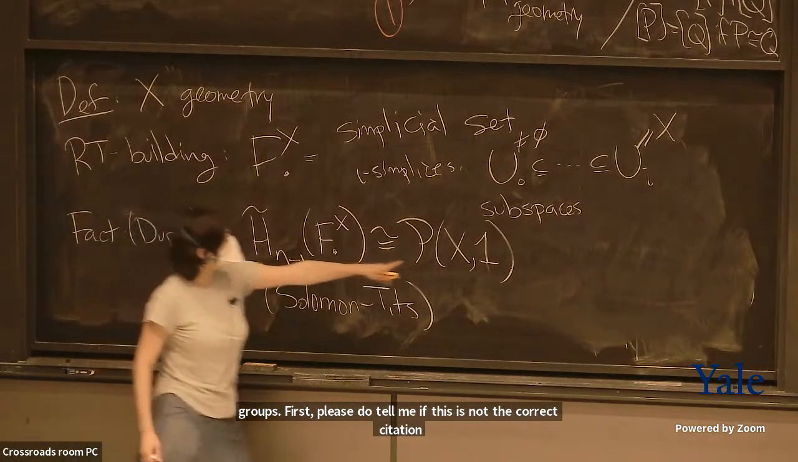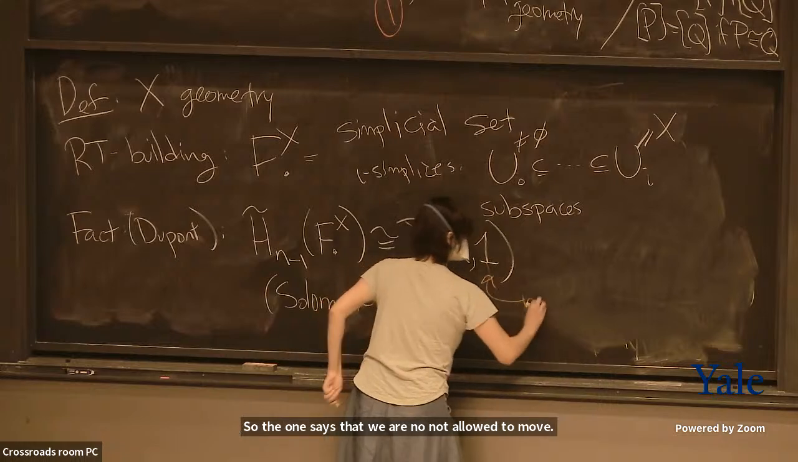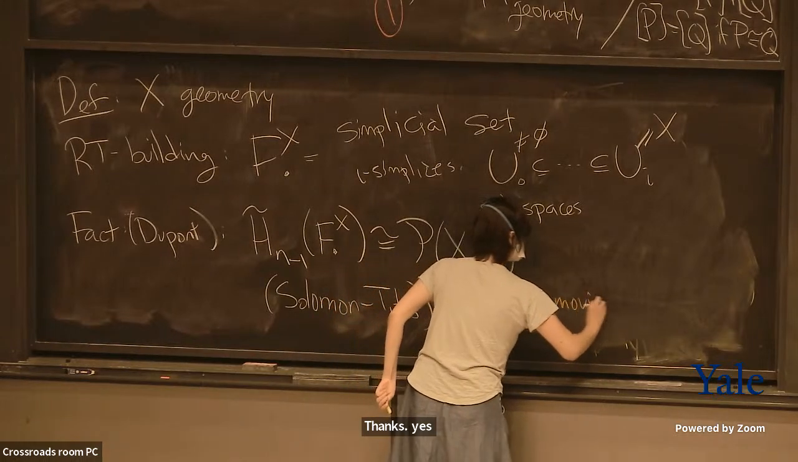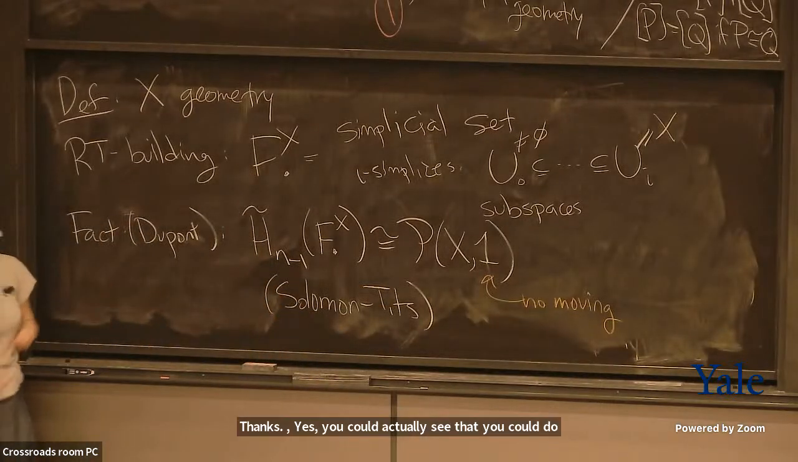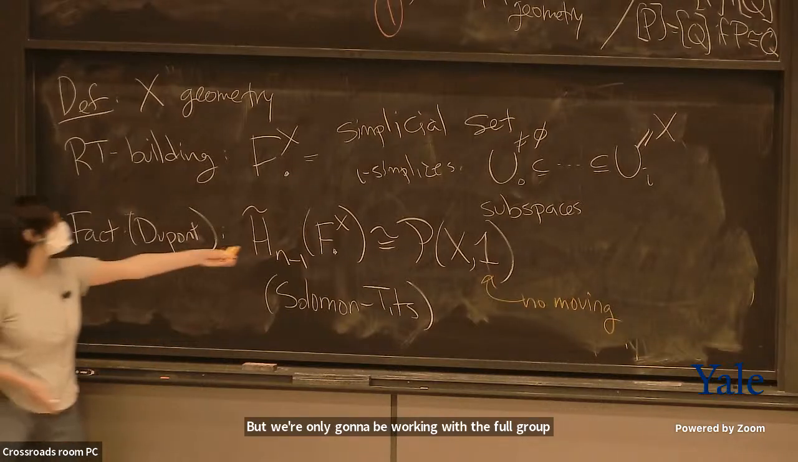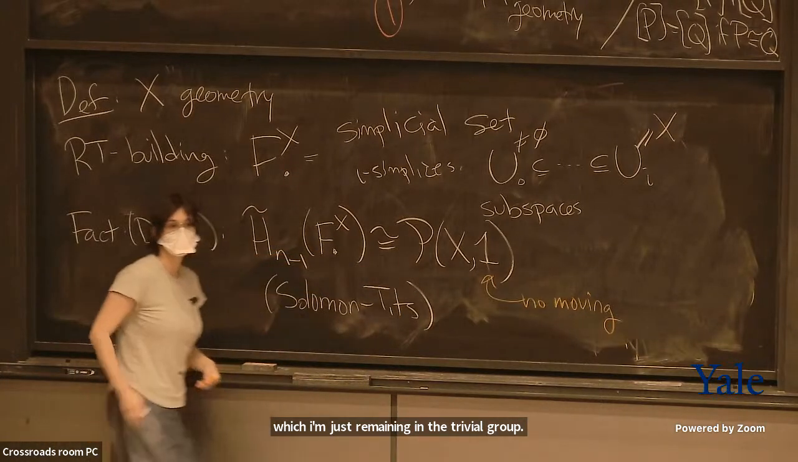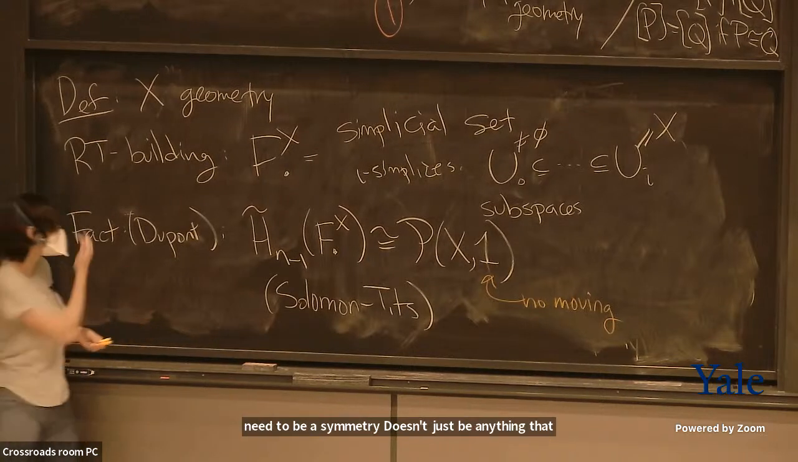So the one says that we are not allowed to move things. Yes. You can see that you can do this for any group, but we're only going to be working with the full group, which I'm just omitting, and the trivial group. But you can do this for any subgroup of the isometry group. But really, it doesn't even need to be isometries. It can just be anything that acts on the polygon.